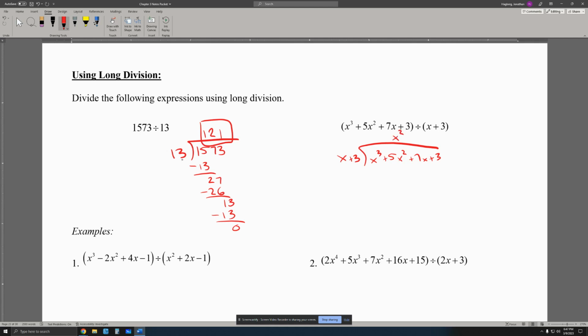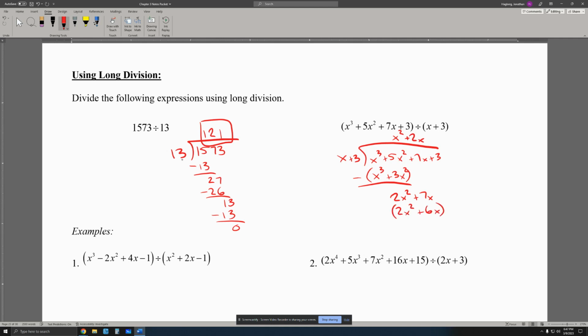So when I multiply the binomial x plus 3 by x squared, we get x cubed plus 3x squared. I'm going to subtract this. Don't forget those parentheses. We're subtracting the whole quantity. And we get, let's see, 5 minus 3 would be 2x squared. Bring down the 7x. What quantity do I have to multiply x plus 3 by to get to 2x squared? The answer is 2x.